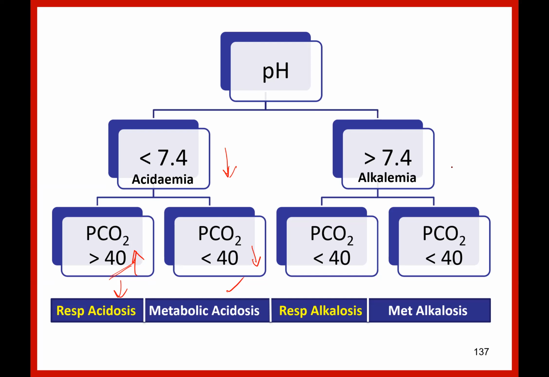When you have alkalemia, immediately look: the pH is higher and the carbon dioxide is lower, which means they are on opposite sides, so respiratory alkalosis. If the carbon dioxide is higher as well as the pH is higher, then both are on the same side, so we are dealing with metabolic alkalosis. So these are the various conditions we understand.